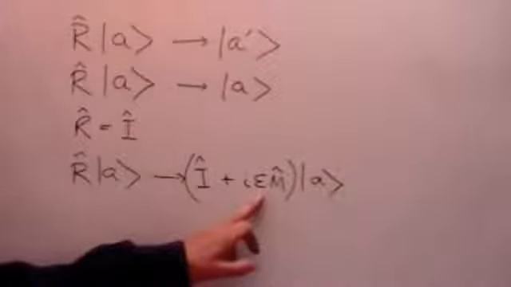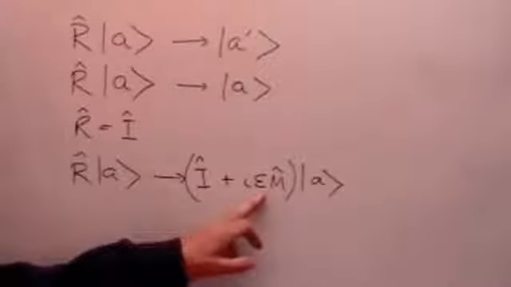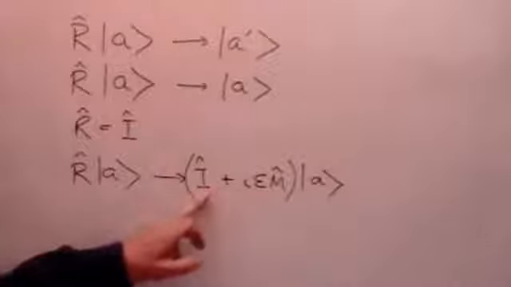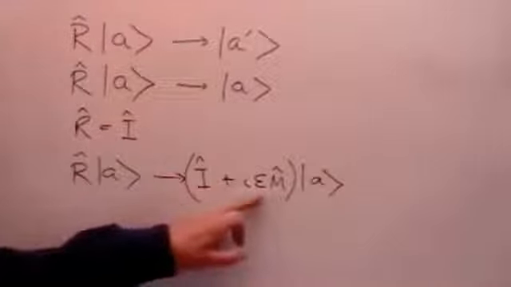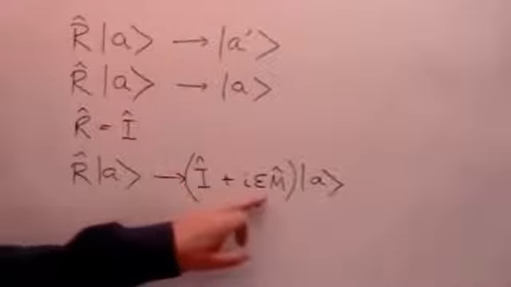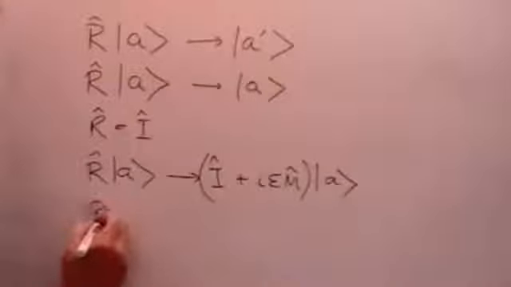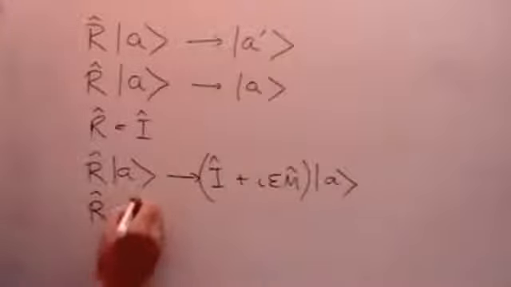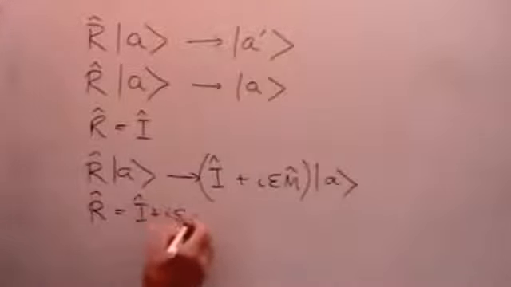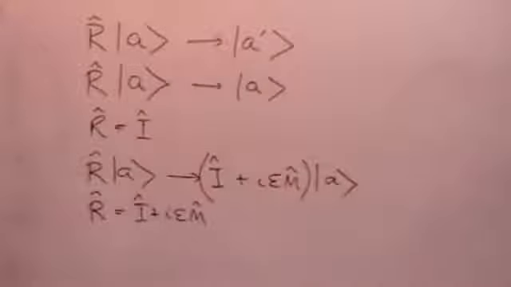Epsilon is a very, very, very small number. That's essentially the little bit of difference between what you would get if you don't rotate at all. This bit is you don't rotate at all plus a tiny, tiny rotation. Well, this of course simply means that R, the rotation operator R, is equal to I plus I epsilon m, right? Because that's R essentially.